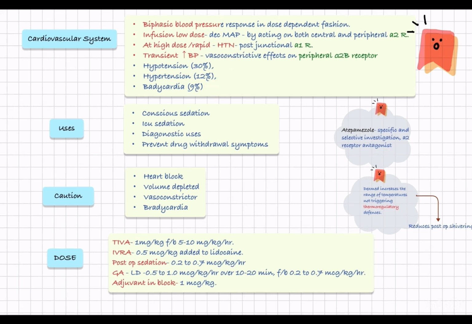It causes bradycardia. Coming to its uses, it can be used in conscious sedation, as we have already discussed, for ICU sedation, for various diagnostic purposes, for MRI, for awake fiber optic intubation, and it prevents drug withdrawal symptoms. And where should it be used cautiously? In patients with heart block. Why so? Because it causes a decrease in the heart rate. Very important. And also in volume depleted patients. Why so? Because there is already hypotension, and it further causes aggravation of that. Along with vasoconstrictors, you should use it cautiously, and in patients who already have bradycardia, you should use it cautiously.